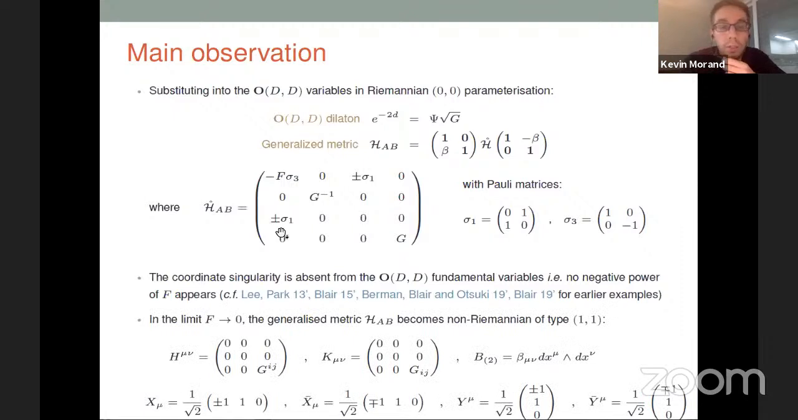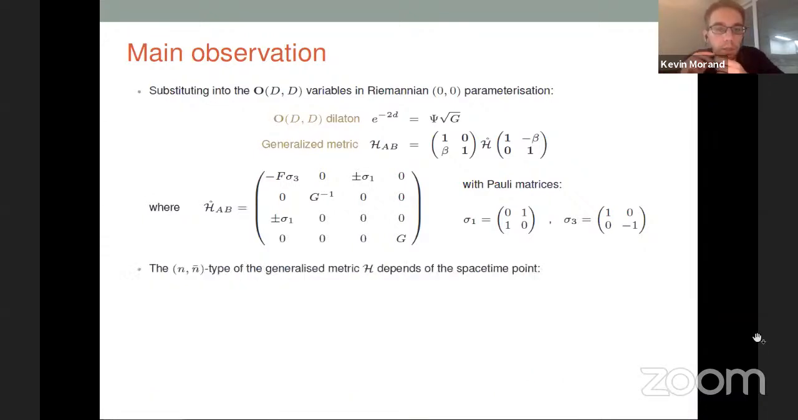Okay, and an interesting point is the fact that in the limit when f goes to 0, this generalized metric becomes non-Riemannian of type 1,1. So since it's of type 1,1, it can be parametrized using the variables that we showed earlier, using this hk, which obviously are degenerate of rank d-2, and their kernels are spanned by the one-forms x and x bar, and y and y bar respectively.